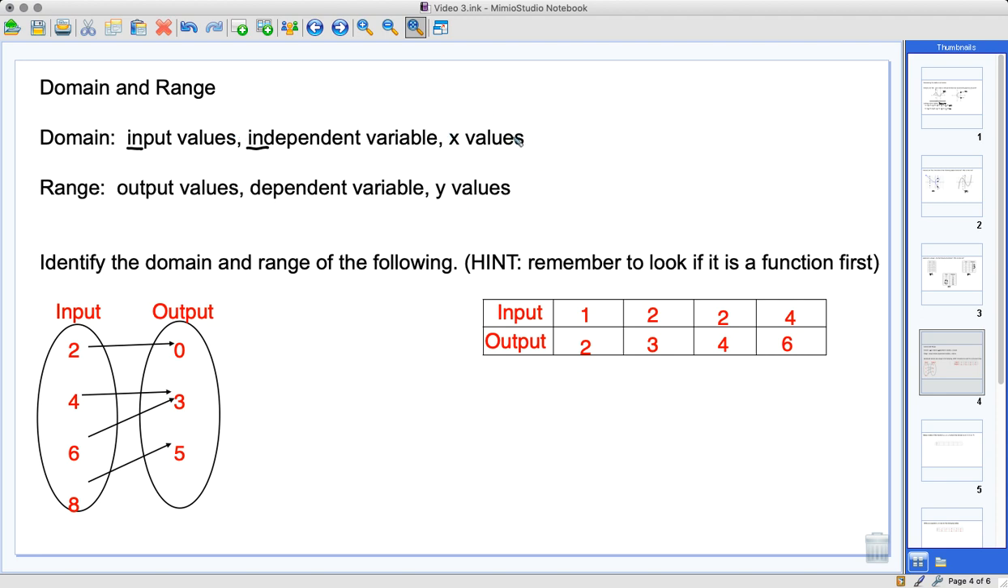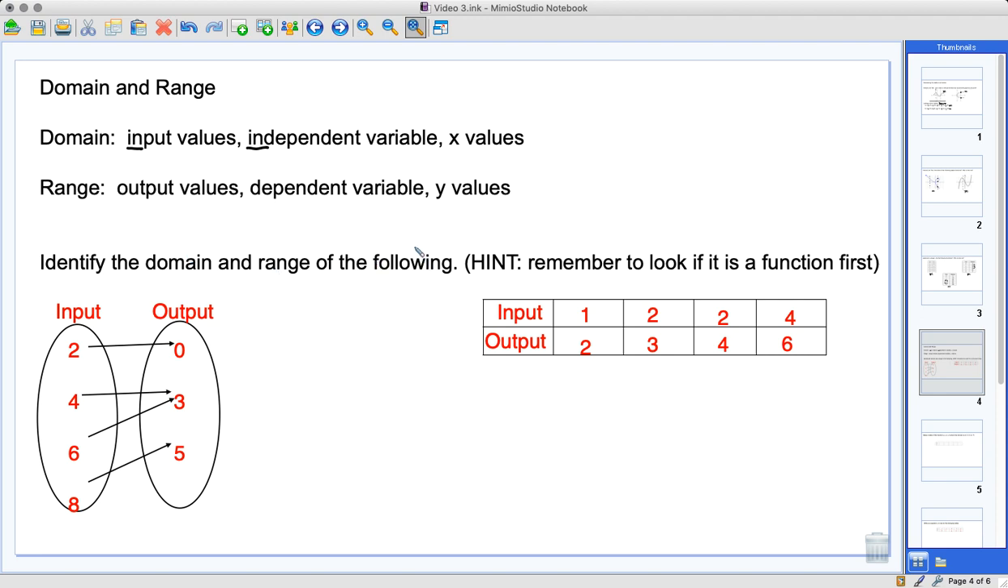Normally, we associate domain with our x values. Okay. So then range is output values, dependent variable, and usually what we call our y values. So what I want you to do, and what we're going to do, is identify the domain and range of the following.